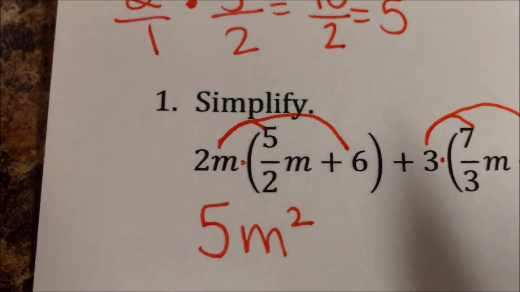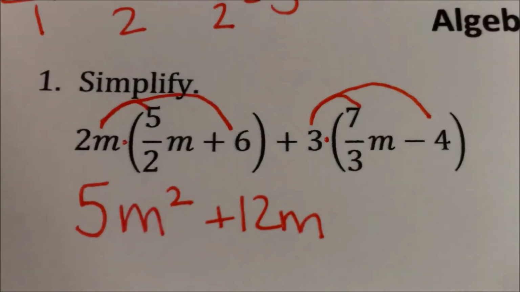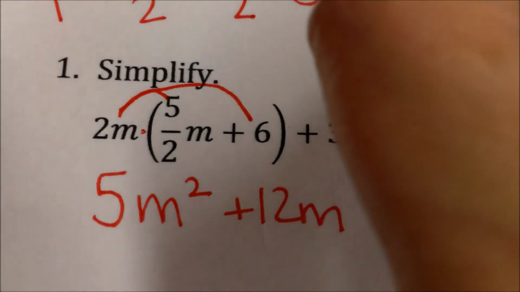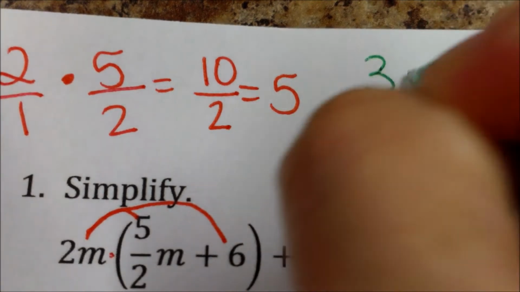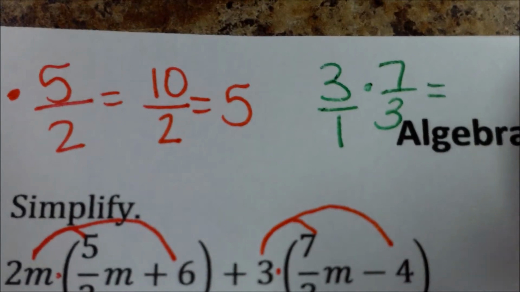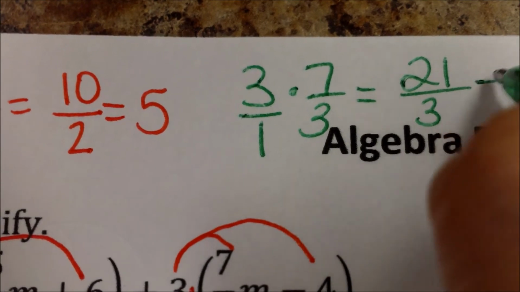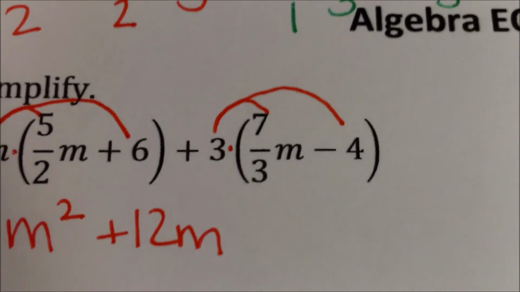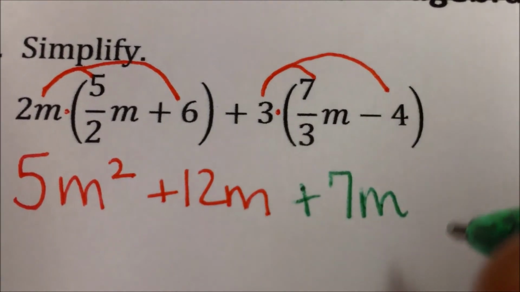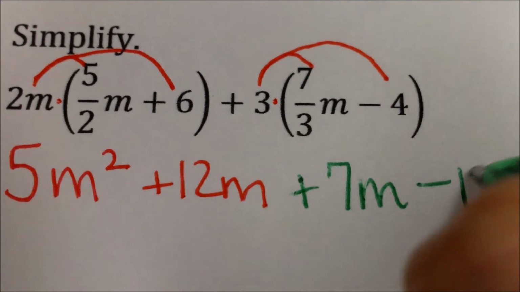And now we do the distributive property for the next one. 2 times 6, that is positive 12. And of course the m. Now we do the other side. 3 times 7/3 m. So again, I'm going to do a little work over here. 3 times 7/3. Put this over 1. Multiply across. So that's 21 over 3. And 21 divided by 3 is 7. So that ends up being plus 7m, because that m goes with it. And now 3 times negative 4 is negative 12.